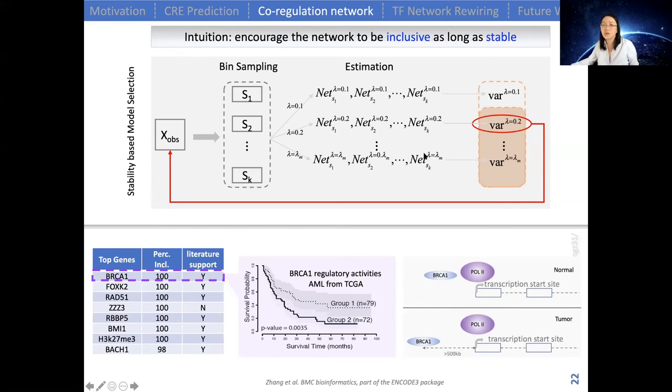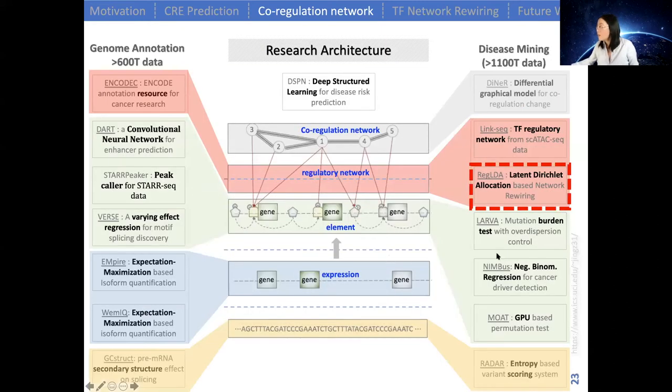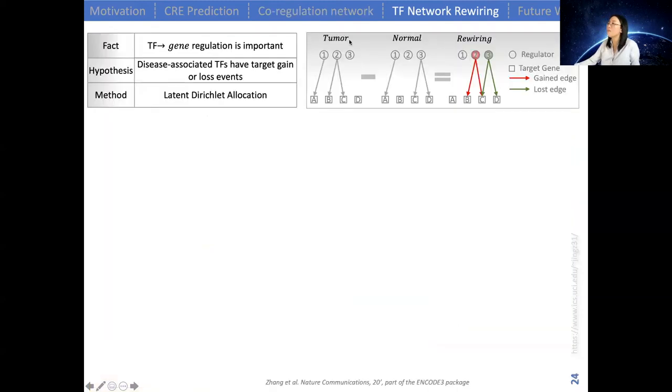And let's go to the third part of the talk, that is the RAG-LDA. That is to use latent Dirichlet allocation to measure the network rewiring. And this time, we are looking at the network between the regulators and different regulatory elements. We'll see what are the gains or changes in the disease transition process. Again, we use tumor as one of the application cases for our method.